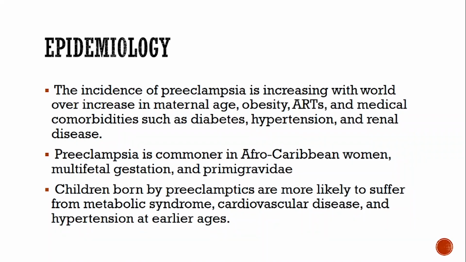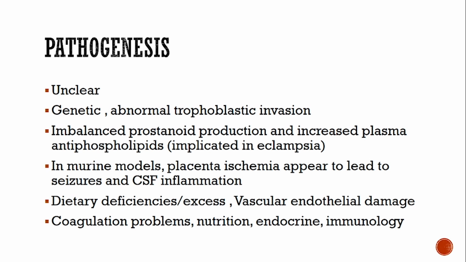The incidence of preeclampsia is increasing the world over, and this is a bit disturbing because when you look at it, maternal age is increasing, obesity is on the rise, especially in America and other elite cities. The use of artificial reproductive technology and medical comorbidities are on the rise. However, it is clear that for Afro-Caribbean women and people with multi-fetal gestation, preeclampsia is quite commoner, even in primigravidae. It is also clear that children born with preeclampsia or by eclamptic mothers are more likely to suffer from metabolic syndrome and cardiovascular diseases and hypertension at earlier ages.